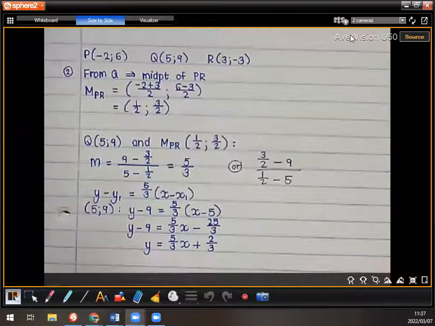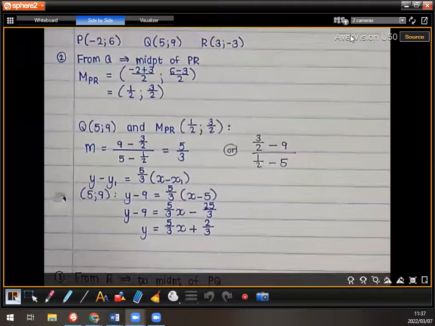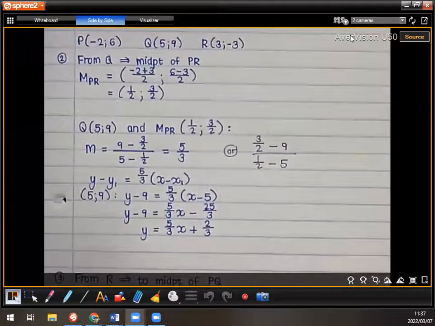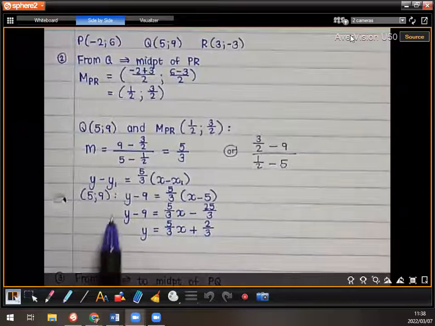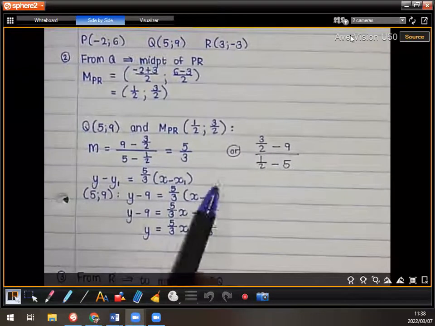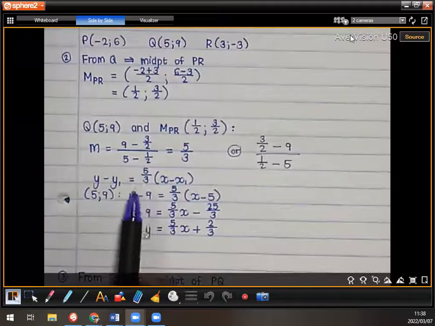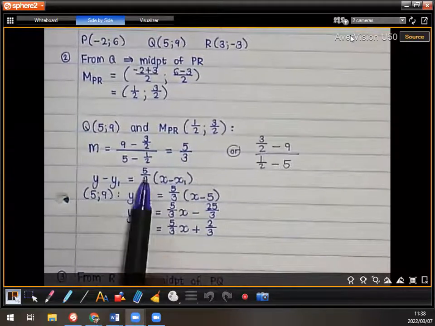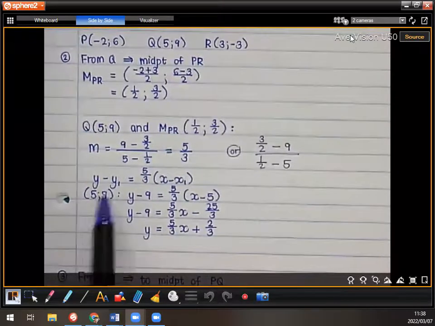Okay, so you get a gradient of 5/3, which is possible, guys. I feel like sometimes if you get a fraction as an answer, you think it must be wrong. Okay, it's possible to get a gradient that's fractional. So you use this formula, you put the gradient in the place of m. And then you choose a point.